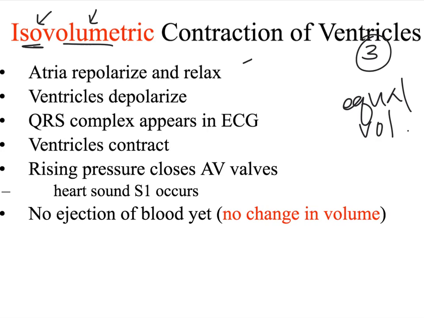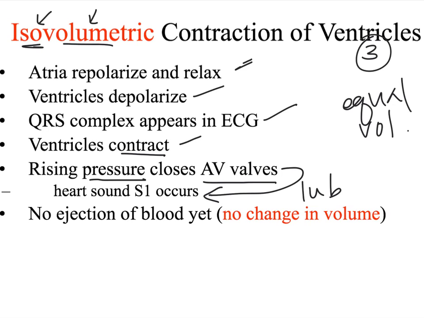The atria repolarize and relax. The ventricles depolarize. The QRS is going to appear in the ECG, and the ventricles will contract. When the ventricles contract, the pressure is going to go up, and the AV valves will close. When the AV valves close, that's when you hear lub. That's S1. The blood isn't ejected yet. So isovolumetric, it's equal.